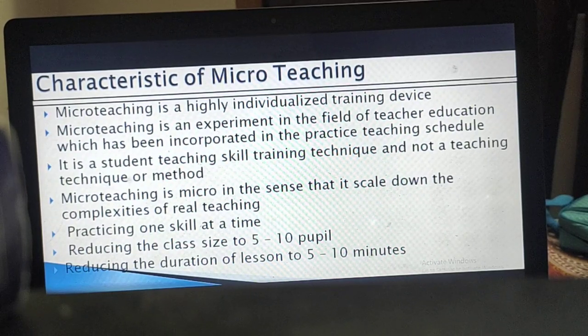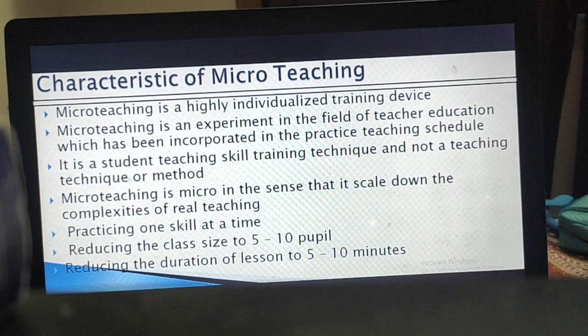Next, reducing the class size to 5 to 10 pupils. Already I have mentioned the class size is small, because a maximum of 10 students, or 5 to 10 students, or 15 students can participate in the micro-teaching skills, as well as reducing the duration of the lesson to 5 to 10 minutes. Okay.